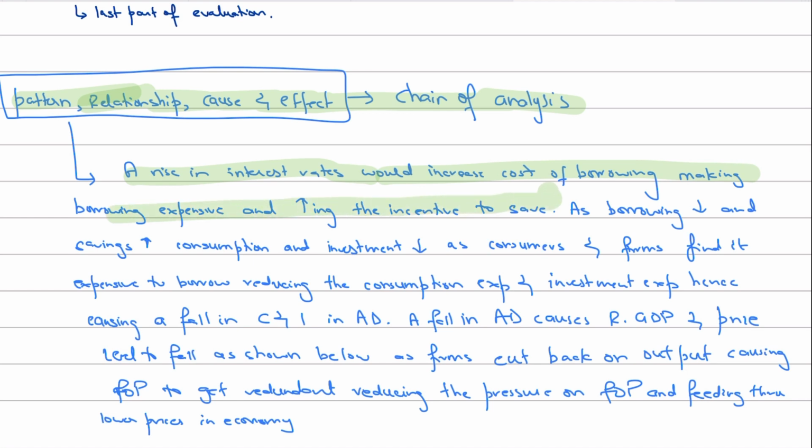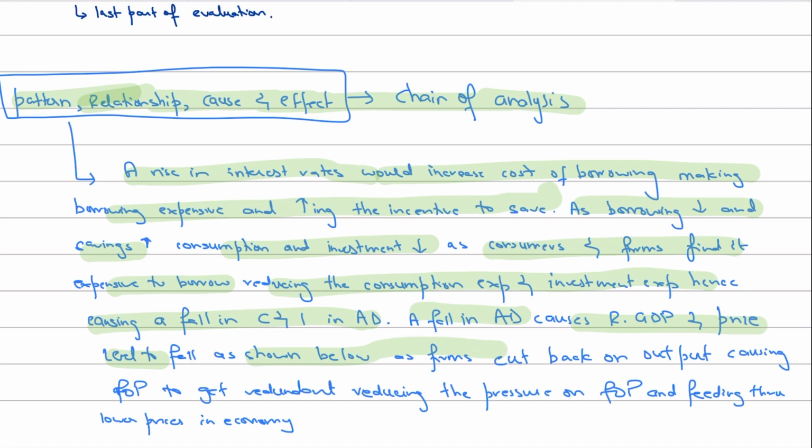So as borrowing becomes expensive, incentives to save go up. As borrowing goes down and savings go up, consumption and investment go down as consumers and firms find it expensive to borrow, which reduces consumption expenditure and investment expenditure, hence causing a fall in C and I in the AD equation. A fall in AD causes real GDP and price level to fall as shown below.